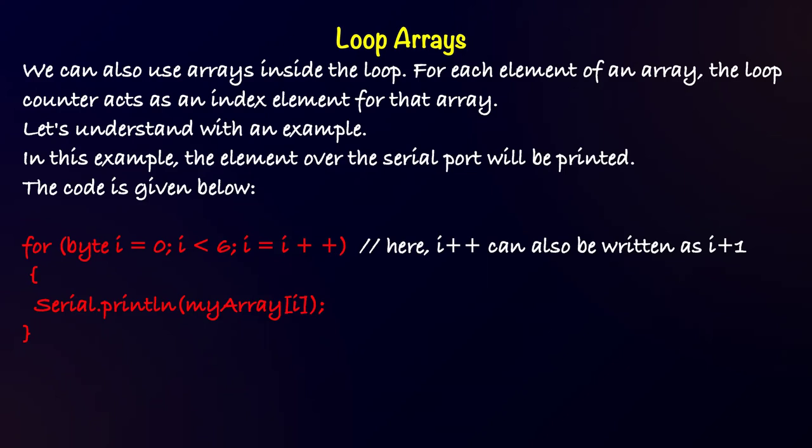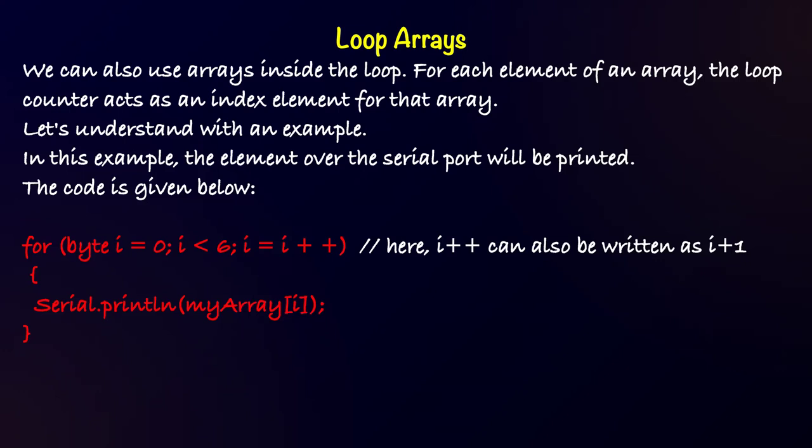You see, the serial port needs to be printed over. Okay, what has been done? for (byte i = 0; i < 6; i++). So this is the starting point. This is the end point. What is the function that we need to do? i++. I have told you about i++ in the operator class. i++ is basically i + 1, so it will be getting incremented one by one. Okay.